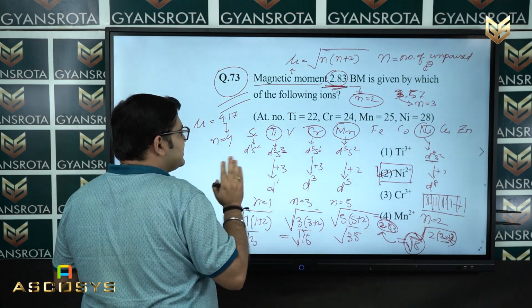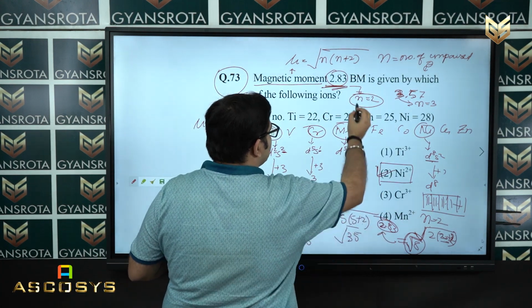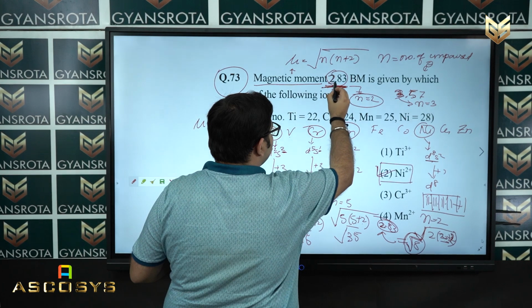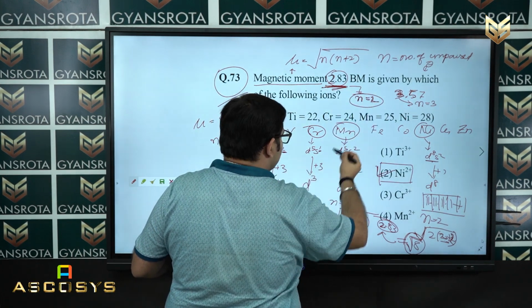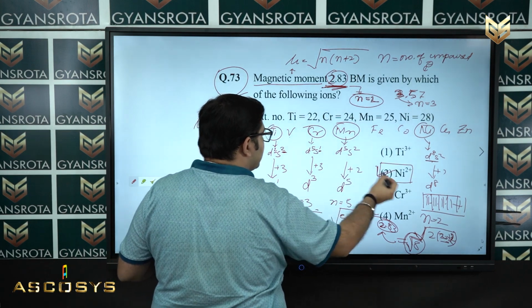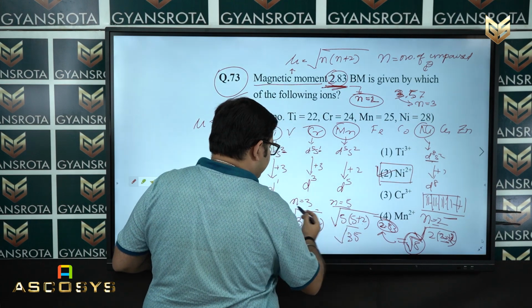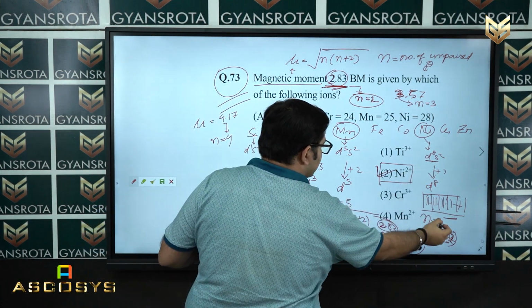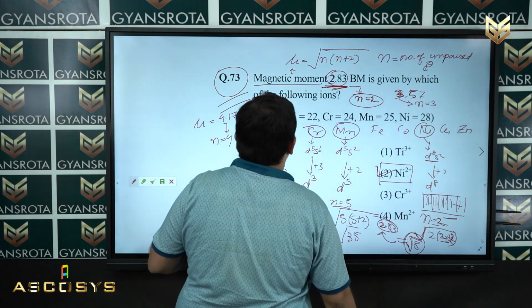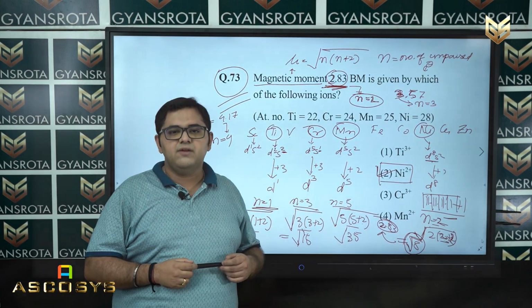So, this one is just an observation, okay, but the calculation I have already shown. If you see here, 2.83 is given, so it means the number of unpaired electrons is 2. Now just find out which one has 2 unpaired electrons. Here it is 2, here it will be 5, here it will be 3, here it will be 1. So only one option is there, that is nickel 2 plus, which has 2 unpaired electrons.